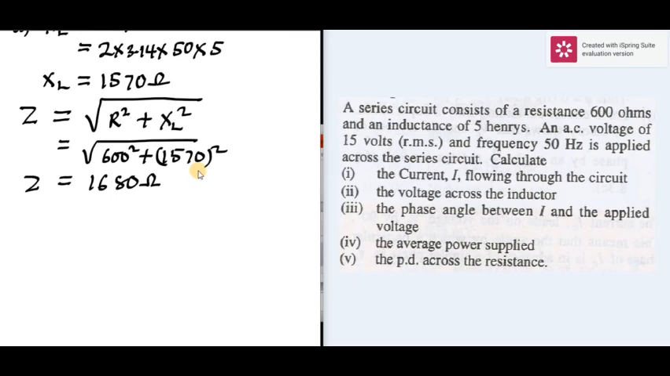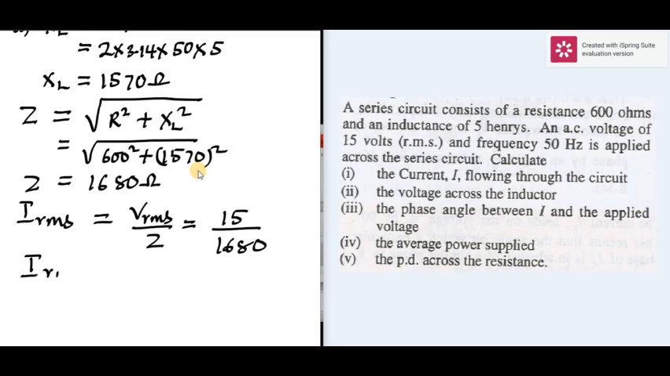Now that we have the impedance, we can find the current flowing. The root mean square current is given by the root mean square voltage divided by the impedance. That is 15 all over 1680 ohms. That will give us the root mean square current of 8.9 times 10 raised to the power minus 3 amps.